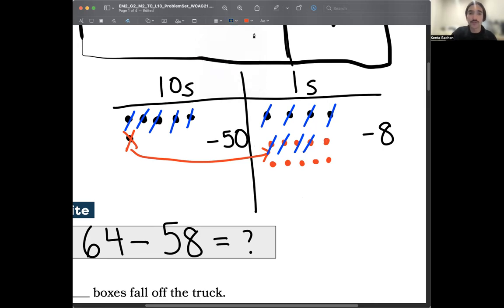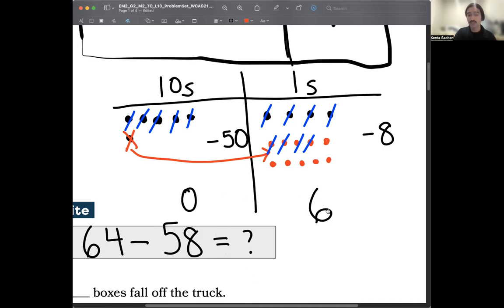Now it's time to figure out how many boxes we have left. How many ones do we have left? Count the ones we have left. Twyla, how many ones do we have left? Yeah, we have 6 ones left. How many 10s do we have left over here? Christopher, how many 10s do we have left? Yeah, 0. We have no 10s left.